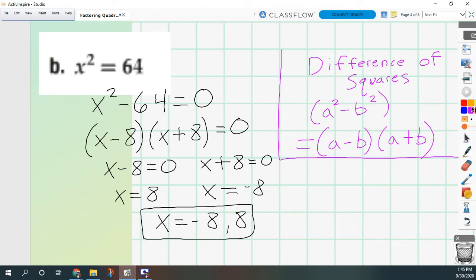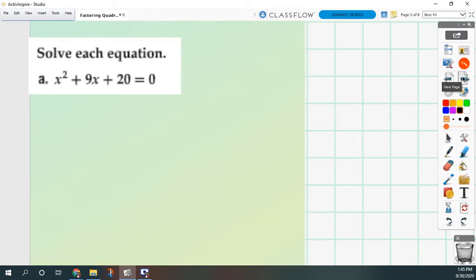All right, so let's go on. In our next example, I have x squared plus 9x plus 20 equals 0. First off, notice that my x squared and my 9x share a factor of x, but my 9x and my 20 don't share anything, and my 20 doesn't have an x either. So we can't factor out a greatest common factor. Also, this time we have a trinomial, which means that we're not going to be able to use our difference of squares method either. So we need one more method.